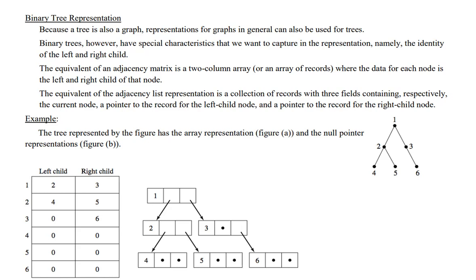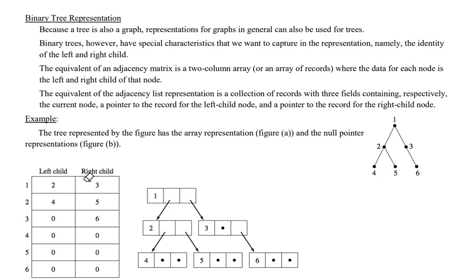The equivalent of the adjacency list representation is a collection of records with three fields, containing respectively the current node, a pointer to the record for the left child node, and a pointer to the record for the right child node. So let's see. It's very simple. The tree represented by the figure has the array representation. So here is a binary tree. The root is 1, it has 2, 3, 4, 5.